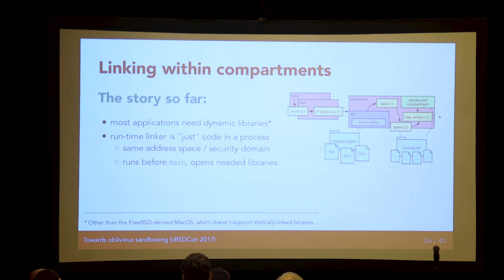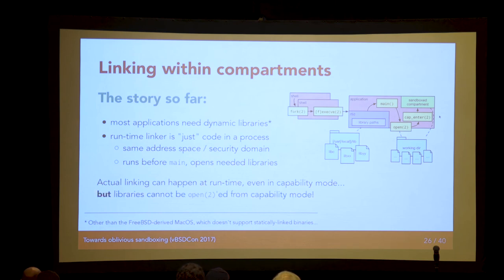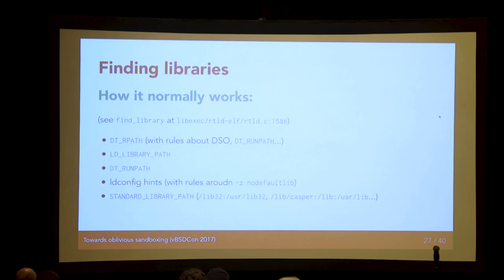Remember, applications need libraries in most cases. And the runtime linker, although it is subtle and quick to anger, is still, in some sense, just code, right? And it's code that's running inside of the application, running inside of the process. It's not external to it, which means it's subject to the same restrictions as any other bit of code that's running inside of your process. And that's a property that you really, really want. So we can't open libraries. Because linking can happen at any time, not just on startup of the program, later on we can decide, actually now we need to do some more linking, or we need to go find some plugins or whatever. But our libraries cannot be opened from capability mode. We have to find them somewhere else.